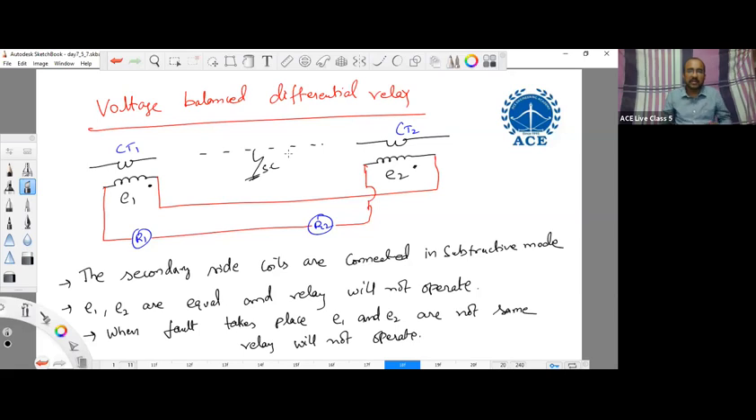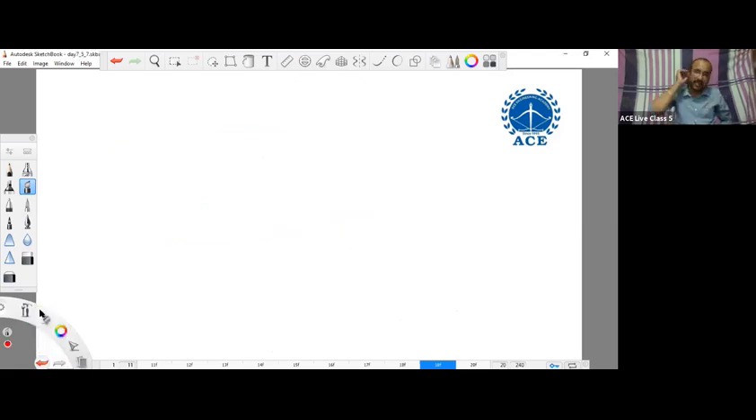Now, where to use this? Where can you implement this voltage balance differential protection? That is the option here. So this can be implemented in protection of EHV lines and distribution lines. Okay, it can be used.